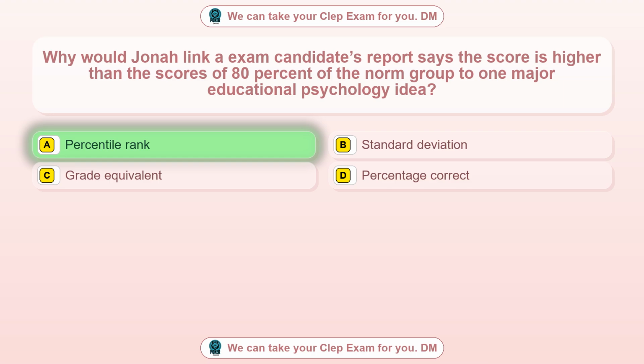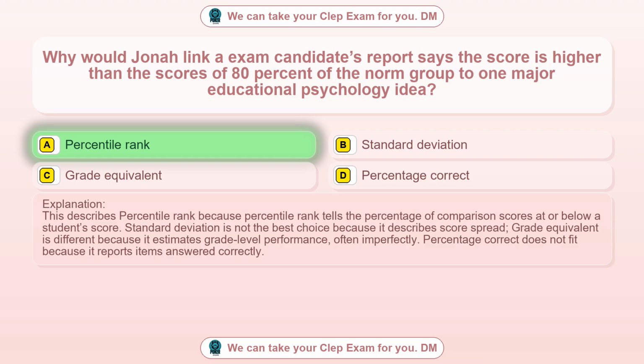Percentile rank. This describes percentile rank because percentile rank tells the percentage of comparison scores at or below a student's score. Standard deviation is not the best choice because it describes score spread. Grade equivalent is different because it estimates grade level performance, often imperfectly. Percentage correct does not fit because it reports items answered correctly.